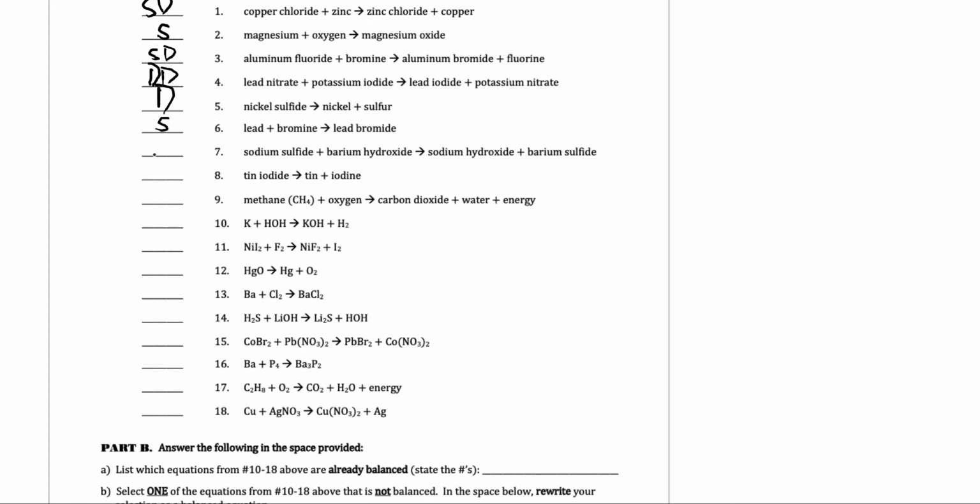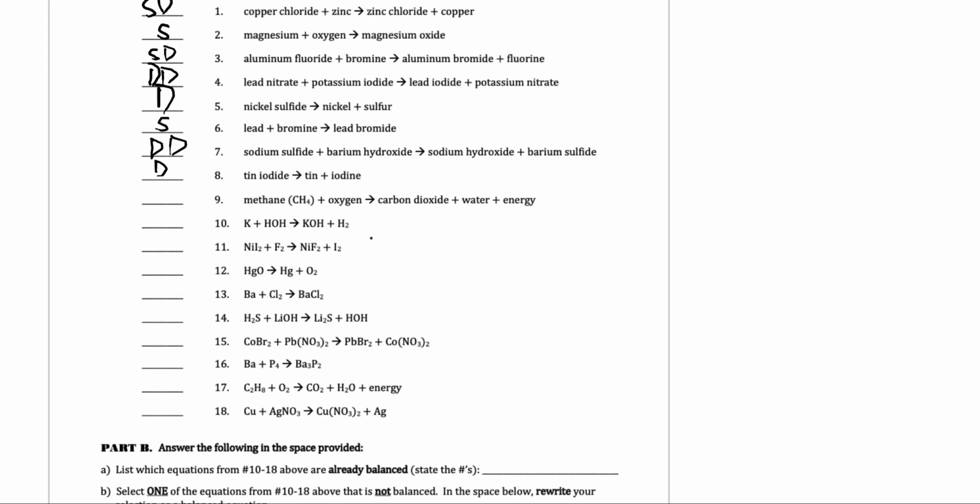Sodium sulfide plus barium hydroxide is sodium hydroxide plus barium sulfide. Double displacement, as you can see, because sulfide and hydroxide switch places. Okay, tin iodide is becoming tin iodine, which is obviously synthesis. Sorry, decomposition, right? Which is because this compound is now becoming two different separate elements, so it's decomposing, therefore resulting in decomposition. So D.